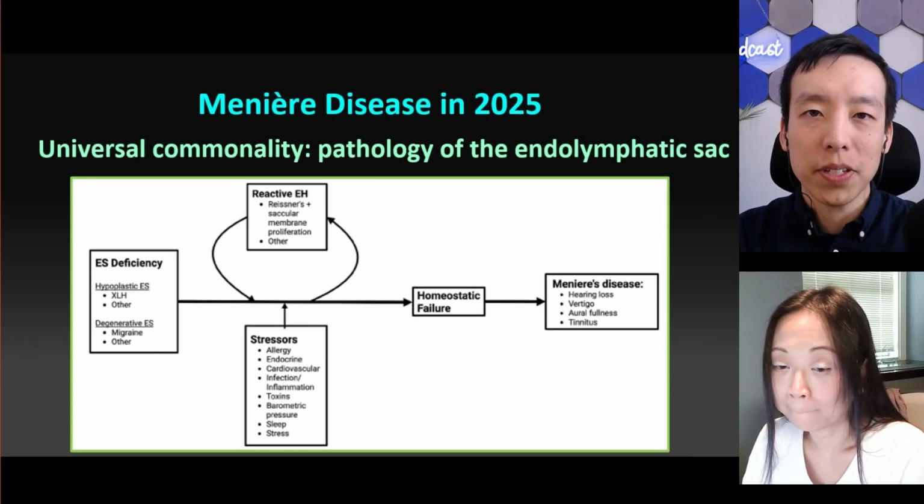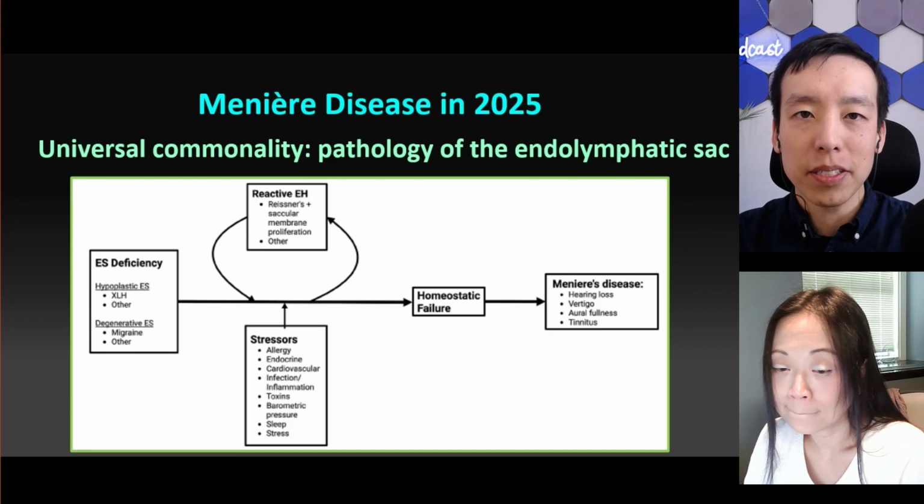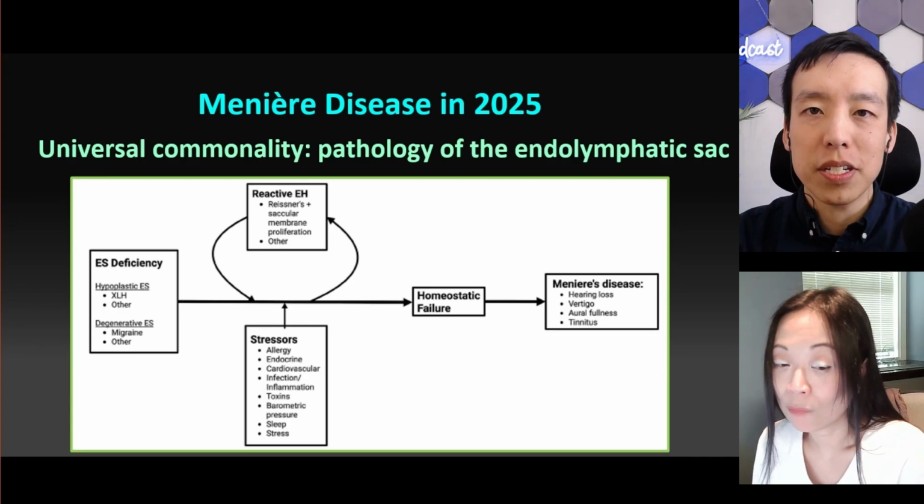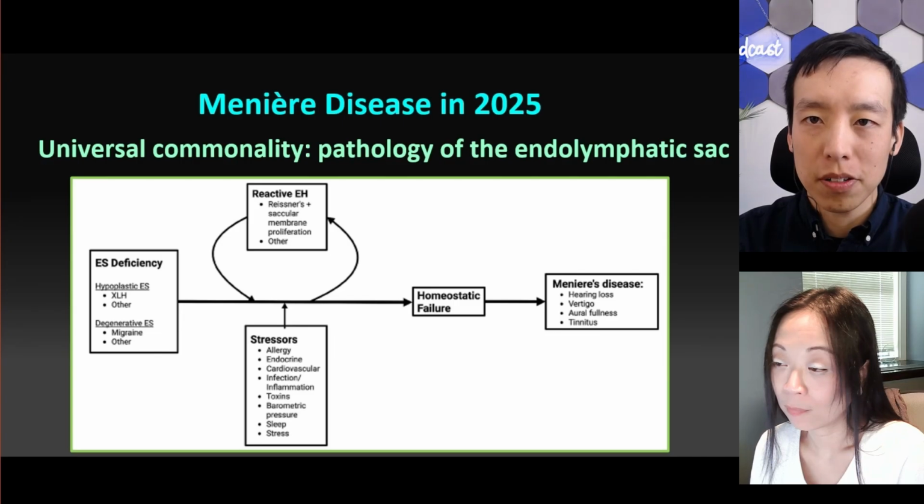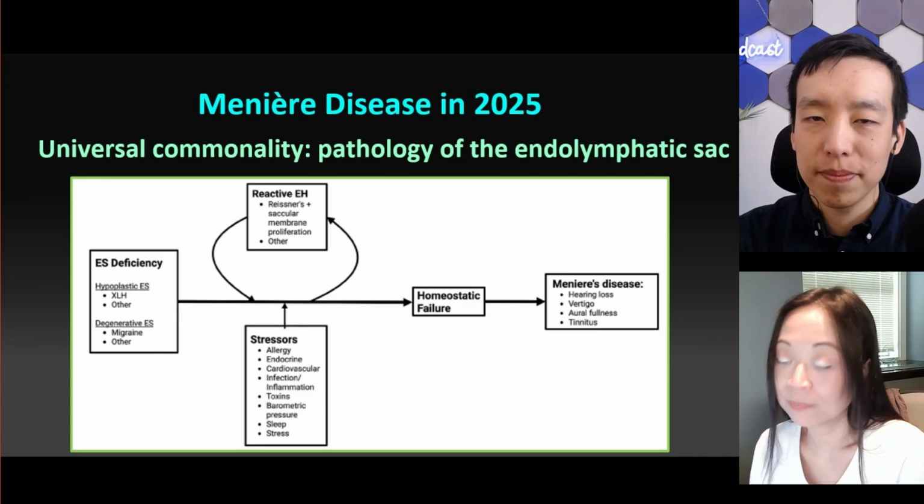If I understand your figure correctly, the underlying abnormality is some endolymphatic sac deficiency, and that might be hypoplasia or degeneration. And what we see in terms of endolymphatic hydrops is kind of a reaction to that, a hyperplastic reaction to that. And when it's failed, the patients are symptomatic. Is that right? Exactly.